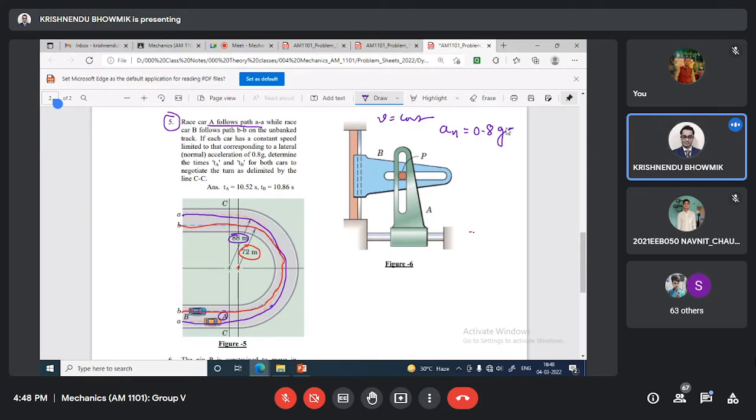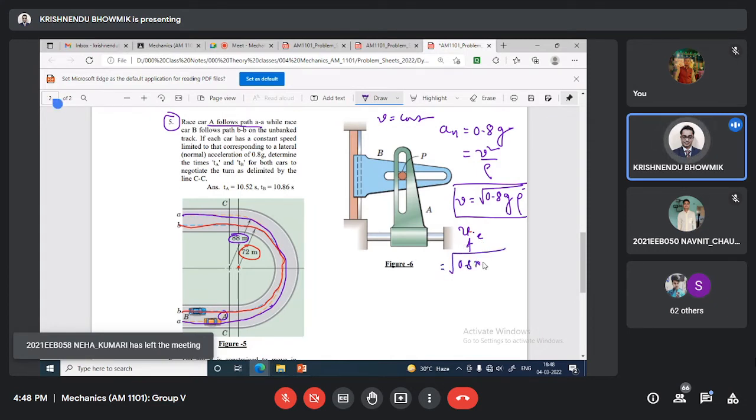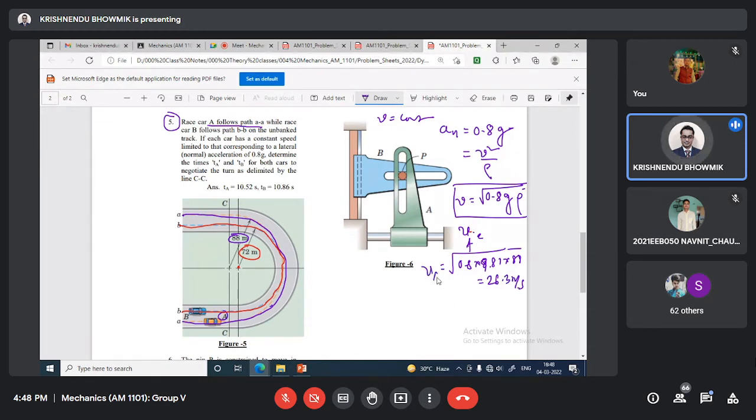It has been told, and we know this is V square by rho. That means V equal to square root of 0.8 g multiplied by rho. This expression we want to utilize. Now for VA, for A, 88 equal to square root of 0.8 multiplied by 9.81 multiplied by 88. You will get 26.3 meter per second. Similarly, VB will be 23.8 meter per second. So speed of A is higher than the speed of B, because the radius of curvature was more for A, so its speed also will be more.